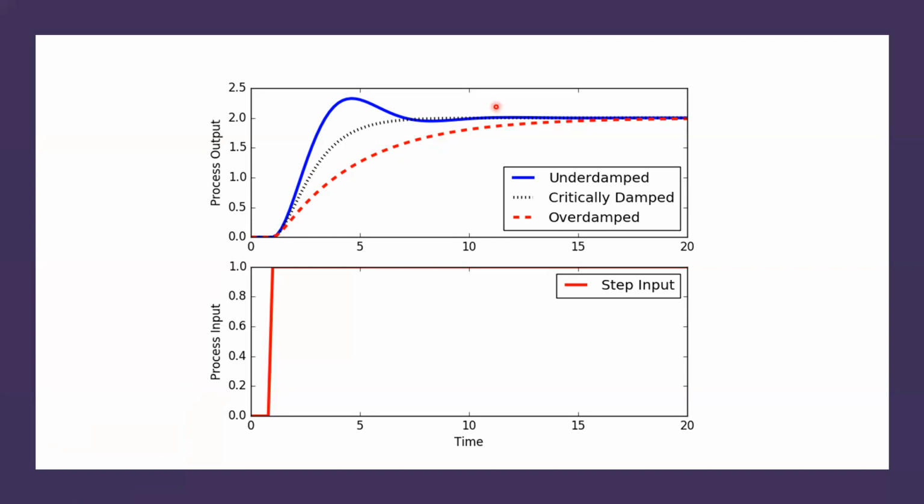We have also the critically damped, which is going to be the one we are going to work with here, and the overdamped, where the main difference between these two is that the overdamped is a little slower and critically damped is a little faster in order to get the final value.